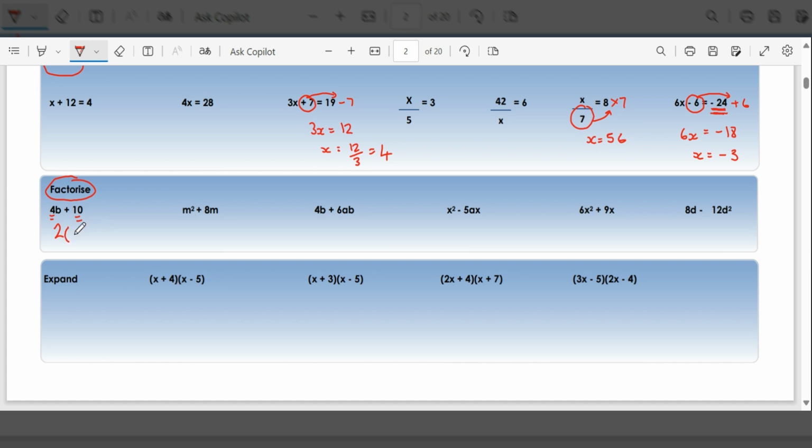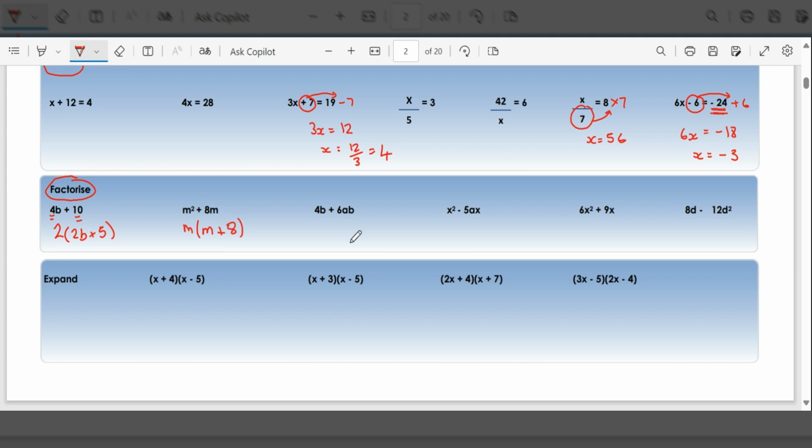If I do, I've got to halve both these things and I get 2b plus 5. Whereas here, I can't take out a number because there's no number there, but I could take out the letter m. In other words, m times m, if I take one of those m's out, I'm just left with m. And 8 times m, if I take the m out of there, I'm just left with 8.